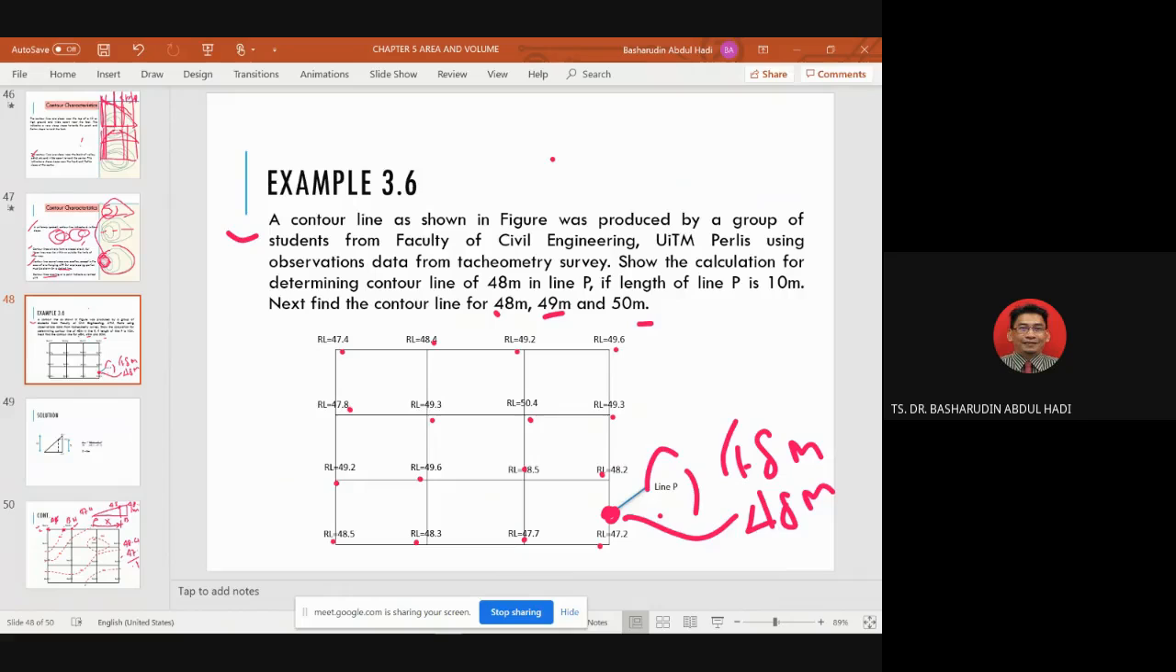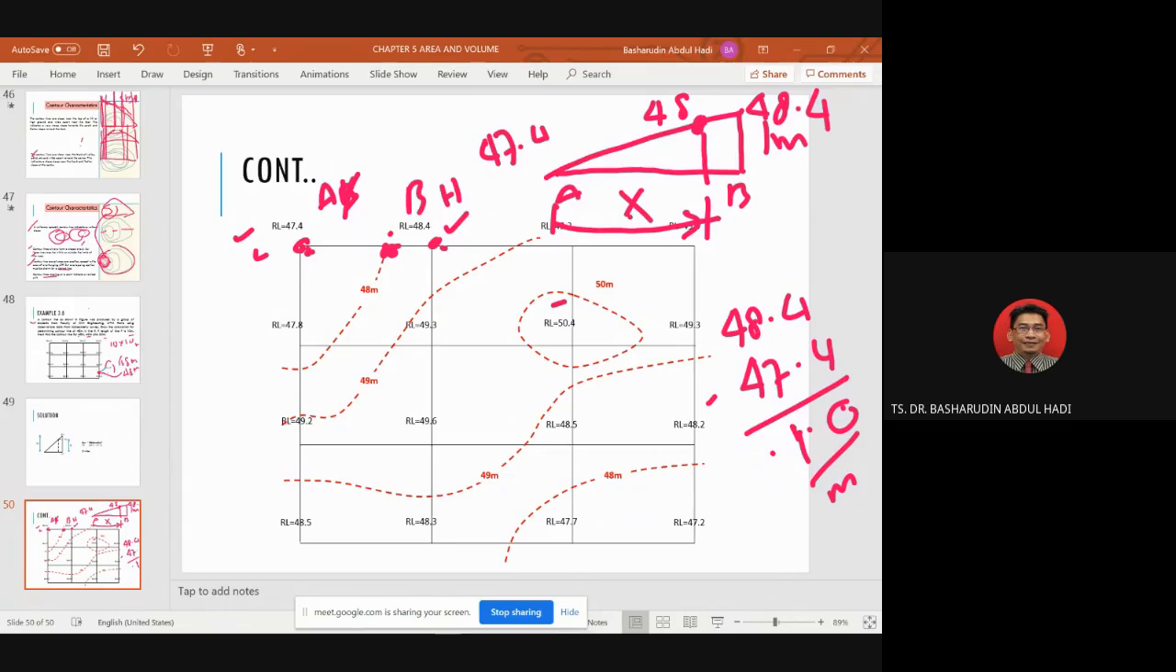Determine the contour line P. If the length of line P is 10 meter, let's find the contour. Line P is 10 meter. That means every grid is 10 times 10 meter. So coming back to this one, I know that overall from A to B is 10 meter. We don't know about X. So how do we calculate this?